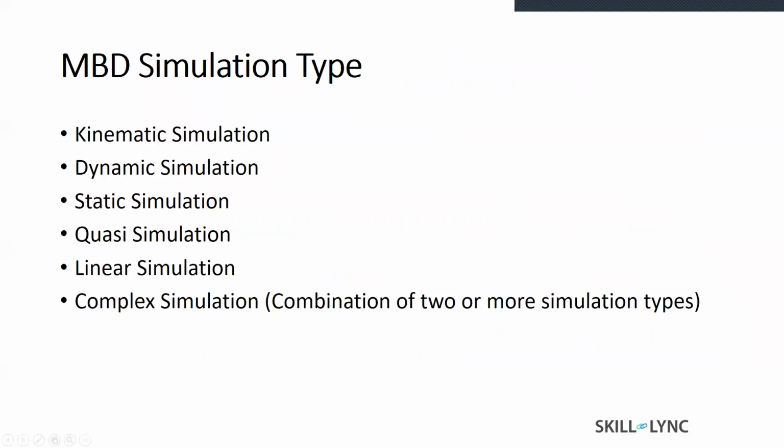Okay. So now I'll be quickly explaining the different types of simulations that are available in MBD. They are the kinematic simulation, dynamic simulation, static simulation, quasi-static simulation, linear simulation, or a complex simulation. A complex simulation is basically a combination of two or more simulation types. I'll be talking about each of these simulations in detail. So let's go to the next slide.